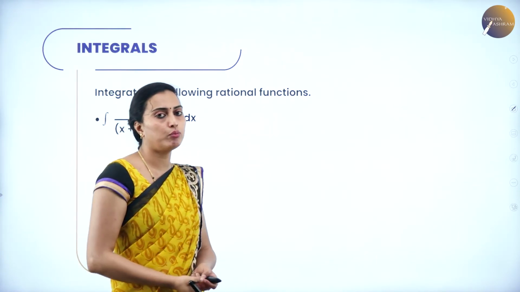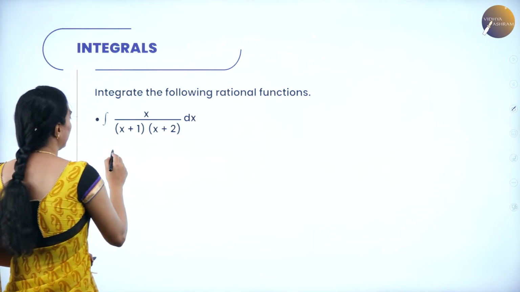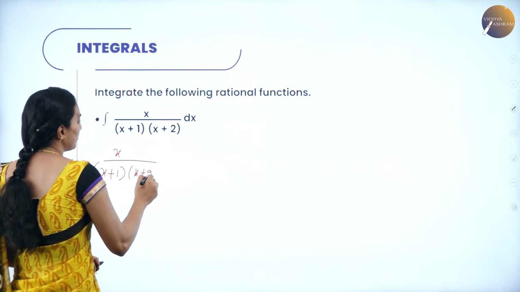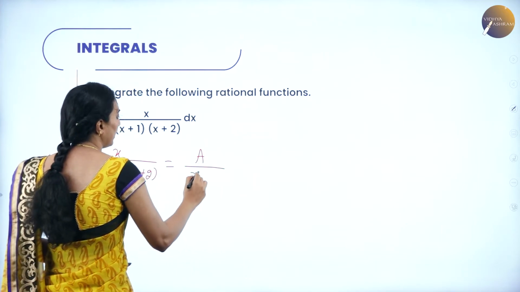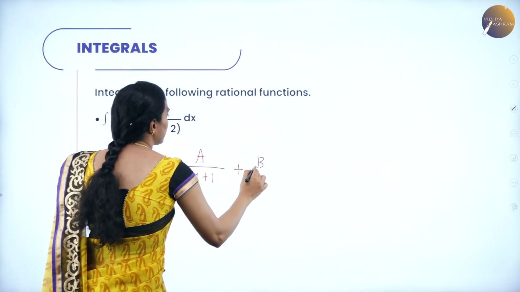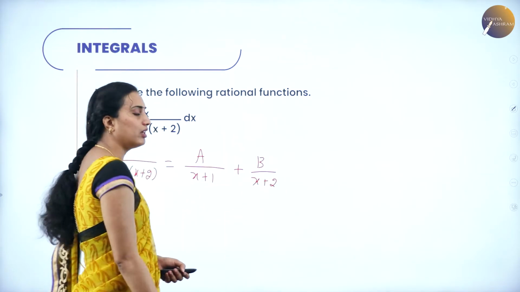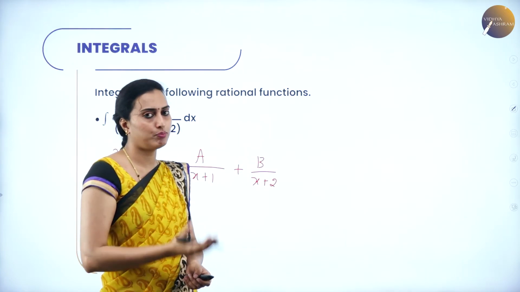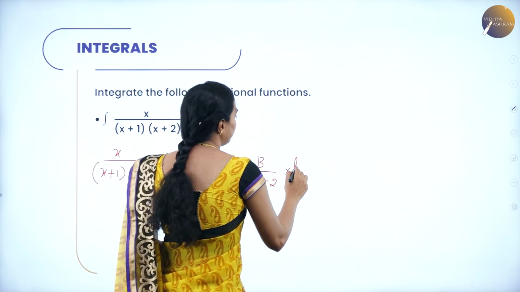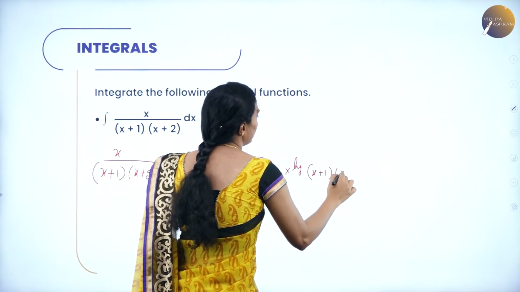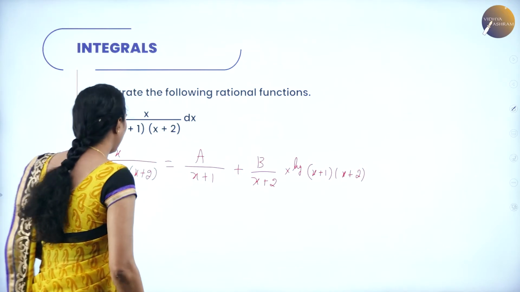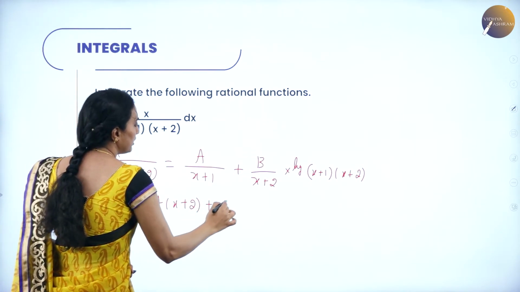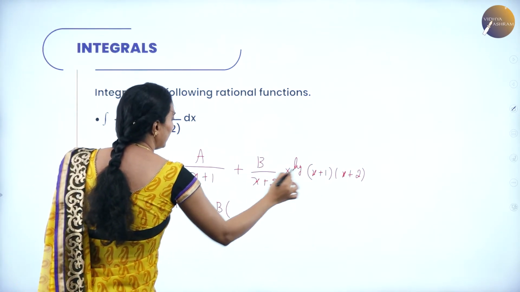Now here, same as the first, in the form of partial fractions, I can write the integrand x divided by x plus 1 into x plus 2 as a divided by x plus 1 plus b divided by x plus 2. Check out, dear students, the numerator degree is lesser than the denominator degree. The denominator degree is 2, the numerator degree is 1. Therefore, it is proper. I can multiply throughout by x plus 1 into x plus 2. So x will remain, which is a into x plus 2, since x plus 1 will get cancelled, plus b into x plus 1, since x plus 2 will get cancelled.